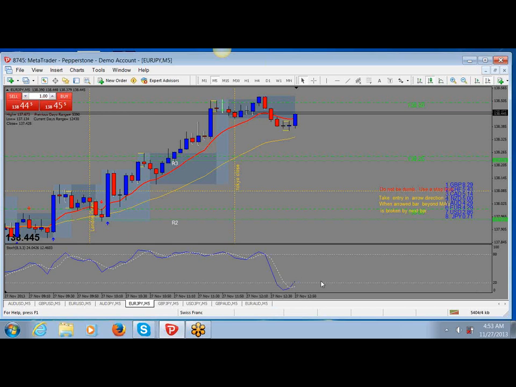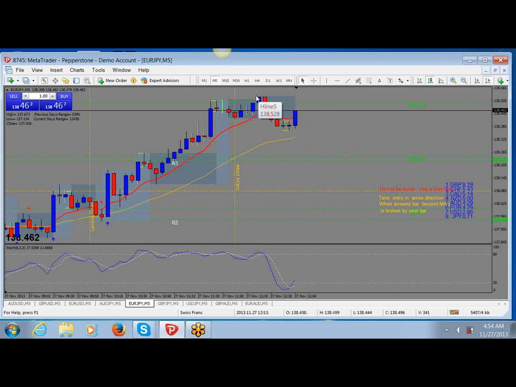And here's a potential long on this euro yen. It's breaking up above the 1030, it's below it, and close to a big number though, and the session high. So that's the risk.